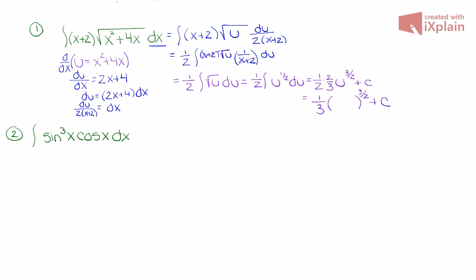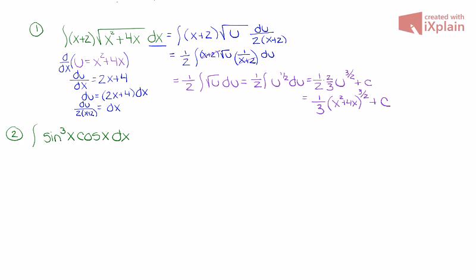Now I want to make my substitution, so u, which was equal to x squared plus 4x, I'm going to replace. So I just completed this integral using the U-substitution method, which again is the integration counterpart to chain rule for derivatives. Now let's try another example just to make sure we have it.